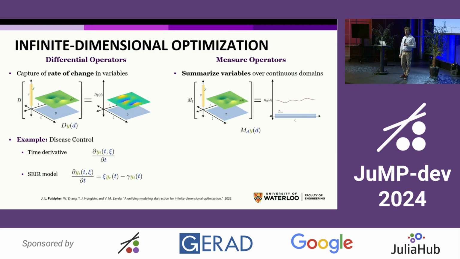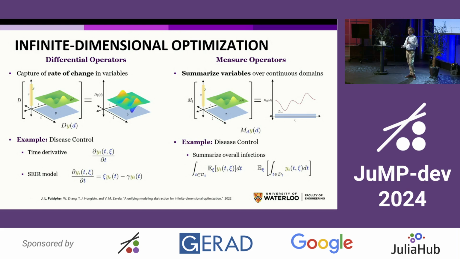We also have measure operators. These help summarize variables over a particular infinite parameter or continuous domain. So think of how if you have an integral over time, it'll summarize any dependency a function or variable has over time, collapsing it down to one summarizing value. So this is what integrals do, expectations, risk measures, these types of modeling objects.